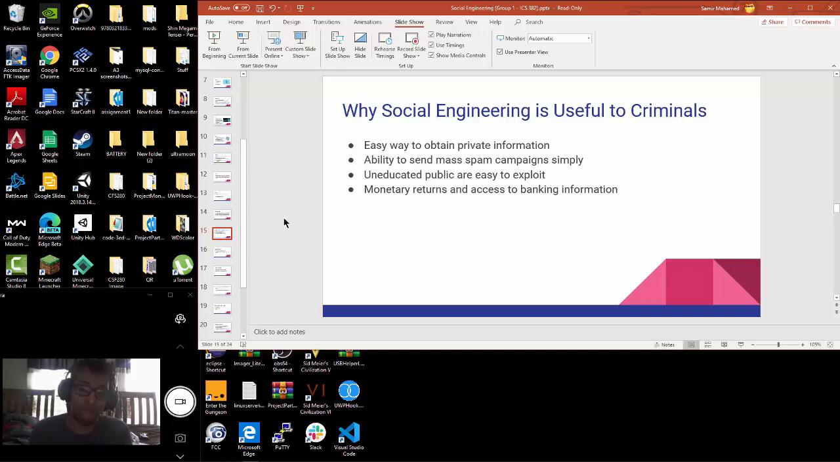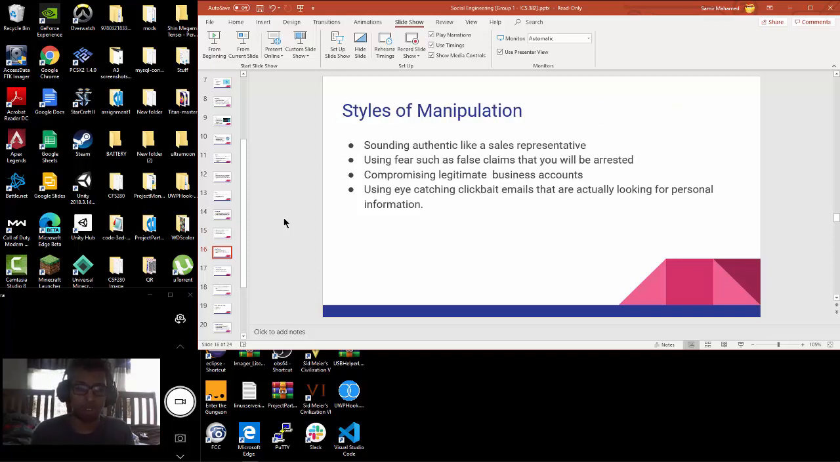That's where it's at. You've got to know your target, and it's bad taking advantage of other people, but people do it, and then you get money. It's just how it works. Usually sounding authentic is the best way to do this, and fear is powerful. This is how they usually get people, by fear and false claims that you'll be arrested.